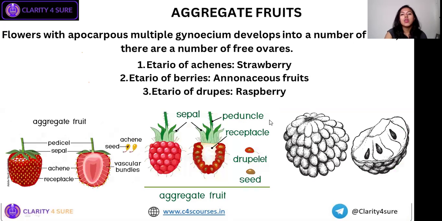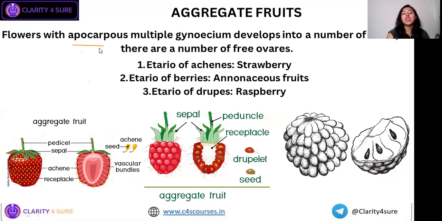Done. Next type of fruit after simple fruits will be the aggregate fruits. In case of aggregate fruits, you see that the flowers have apocarpous multiple gynoecium. Here you see. That's why I explained to you the meaning of apocarpous, syncarpous, inferior ovary, superior ovary, right?